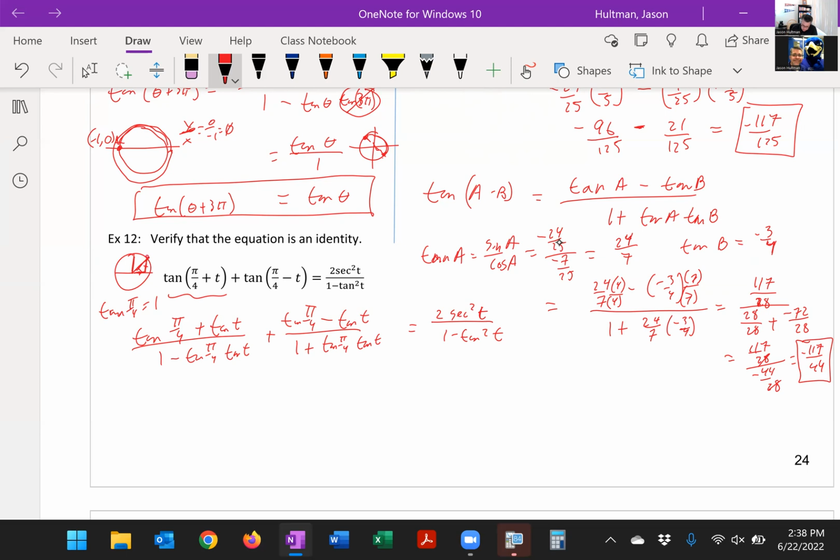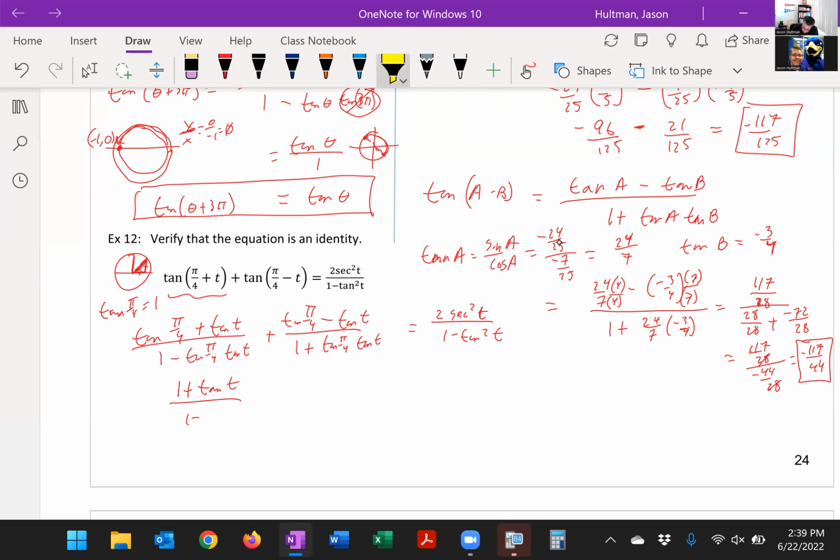Okay. And so the tangent of pi over 4 is just 1, because again, x and y are the exact same thing. So when I do y over x, I just get 1. So the tangent of pi over 4 is 1. Okay, so we've got 1 plus tangent of t all over 1 minus this tangent of pi over 4, that just goes to 1.